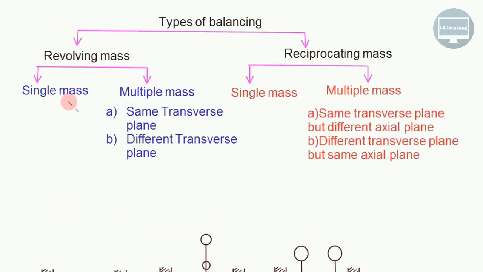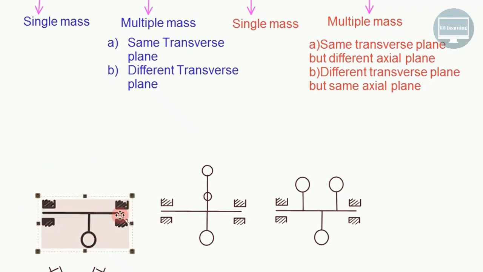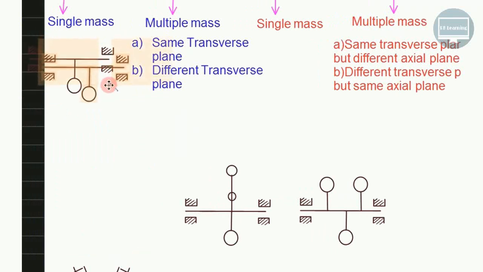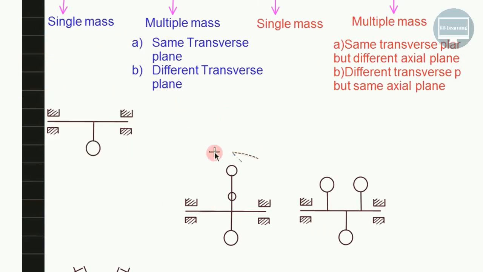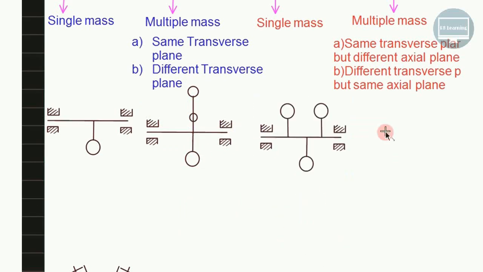Revolving mass, as you have seen, can be a single mass, or we can have multiple masses. And multiple masses can be in the same transverse plane or in different transverse planes. Like this one, this is a situation of a single mass. Is it a single mass case? Now this one is a single mass, but is the transverse plane the same? And this one is a multiple mass, and is it a multiple transverse plane? One mass is here, one mass is here, one mass is here. They have different transverse planes.